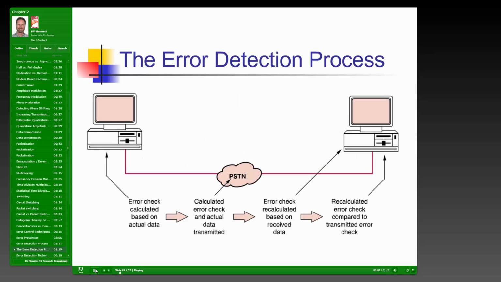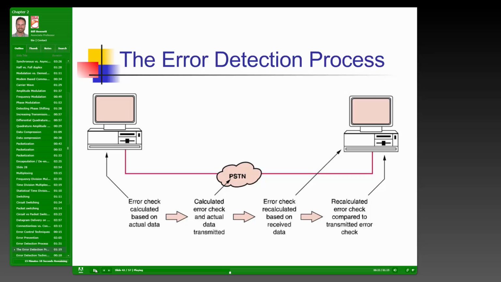Before we get to the error detection methods, this is just a quick graphic to show you the error detection process that I was just describing. We have the sending machine on the left here. It's in the process of creating the message, and it's creating the calculated error checking information. Essentially it's just a mathematical process. It takes the data that it's about to send, runs a mathematical process, an algorithm, on that data, and it comes up with a result.